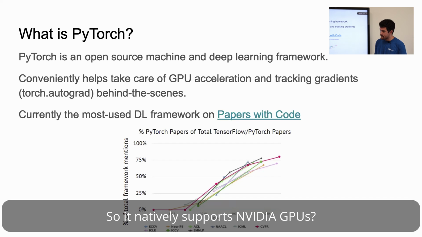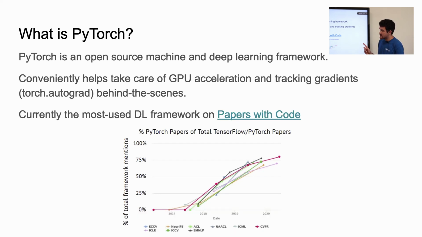So PyTorch natively supports NVIDIA GPUs? Yeah. When you download PyTorch, you'll have to specify a specific CUDA version, which will have to be compatible with whichever NVIDIA GPU you have and how it's set up.